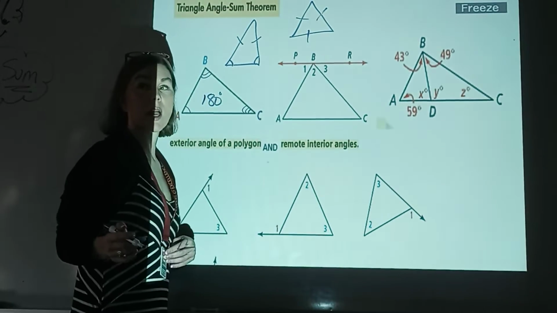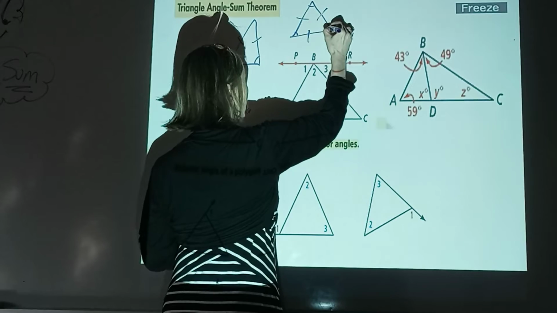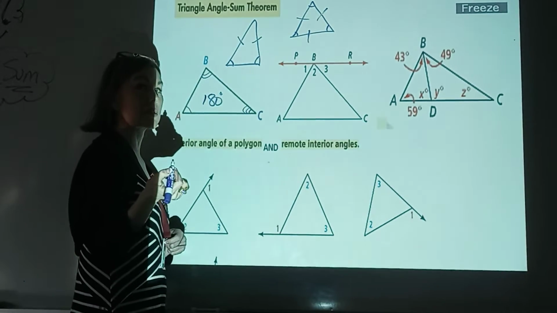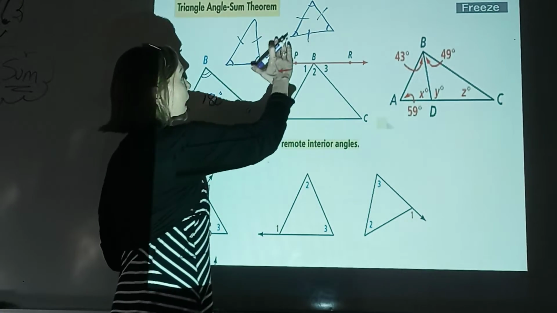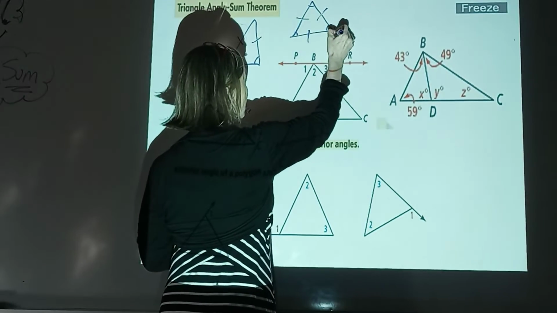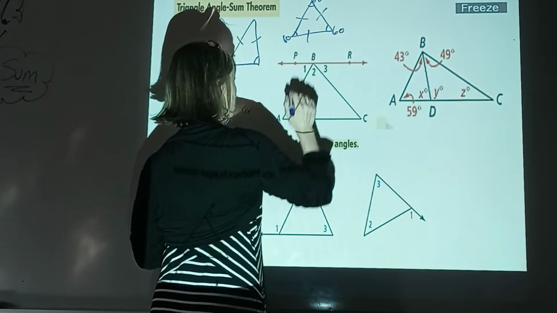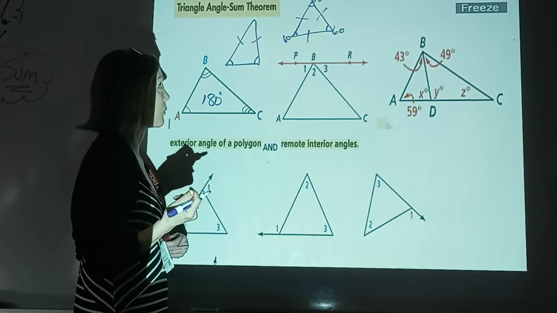An equilateral triangle has all three congruent sides and all three congruent angles. And since we know that all three angles add up to 180 degrees, when you divide it by 3, you get 60, 60, and 60. So please make sure you write that in your notes as well.